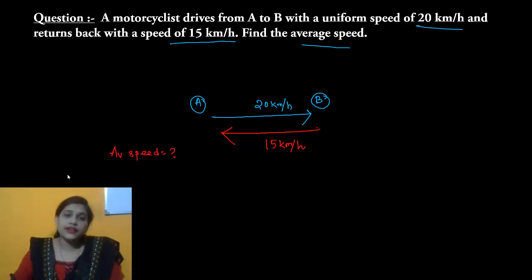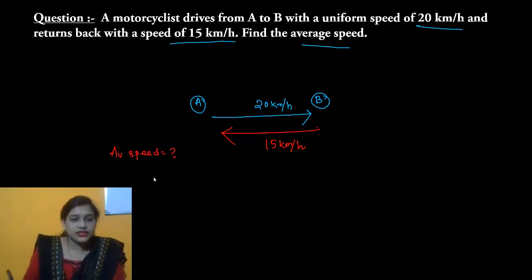So how will we calculate this problem? See, here the same distance is given. The motorcyclist covers A to B and then B to A. The distance is the same, but here no time taken is given. Time period is not given. So we have to calculate step by step, and this is a very important question for your annual exam. We have the same distance, that point we have to follow.